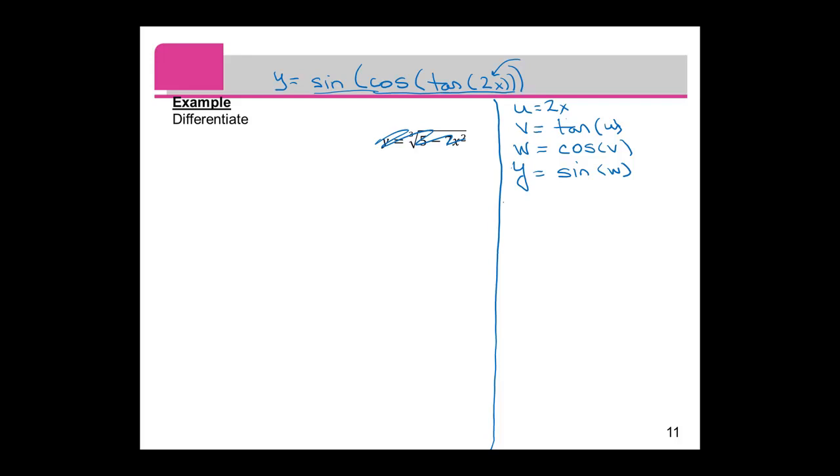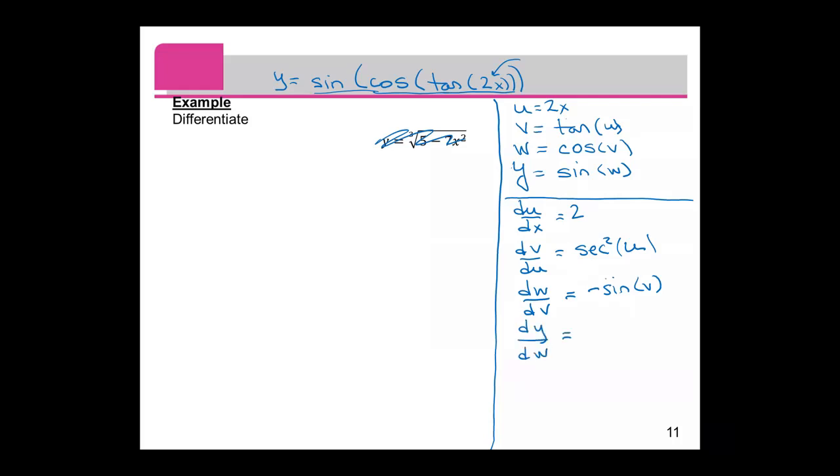All right. So I'm going to say du dx is equal to 2. dv du is equal to secant squared of u. dw dv is equal to negative sine of v. And dy dw is equal to cosine of w. Does everybody understand what I did there? Is there any questions before I move on? Because once I move on, it's going to get a little more complicated. Not too much, but a little more complicated.